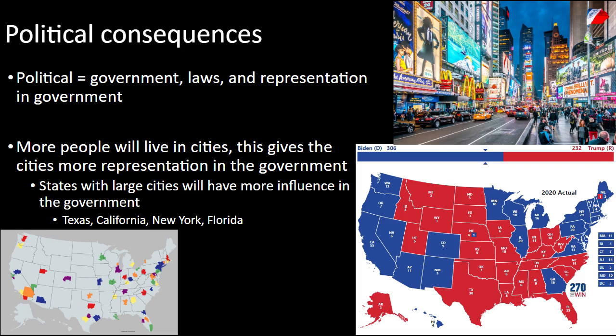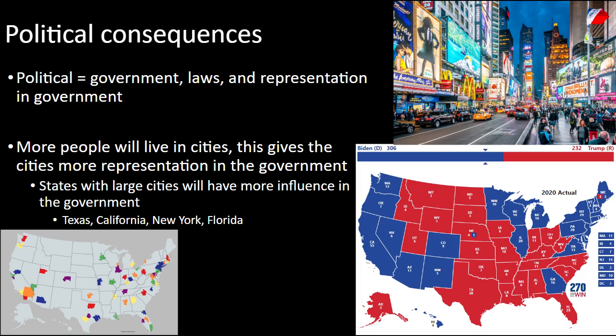So the first consequence is political. What does political mean? Political means government, laws, and representation in government. Look, from now on, if you see the word political, it's about government, laws, and representation in government. Okay? More people live in cities now than any other time in human history. Why? Services. People want to live where there are things that can help them. This gives cities more representation in the government.